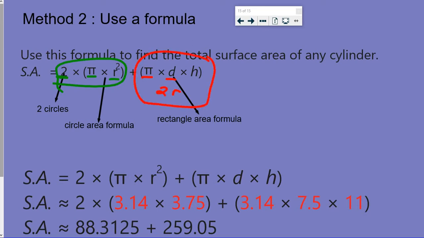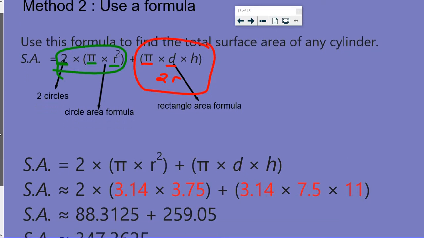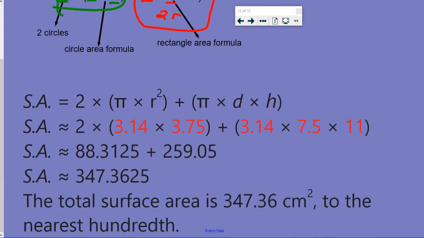and we multiply that by h. So when we plug in the numbers, the surface area equals 2 times 3.14 times 3.75 squared, plus 3.14 times 7.5 times 11. When we use the formula, we get the same answer, 347.36, as we did before.